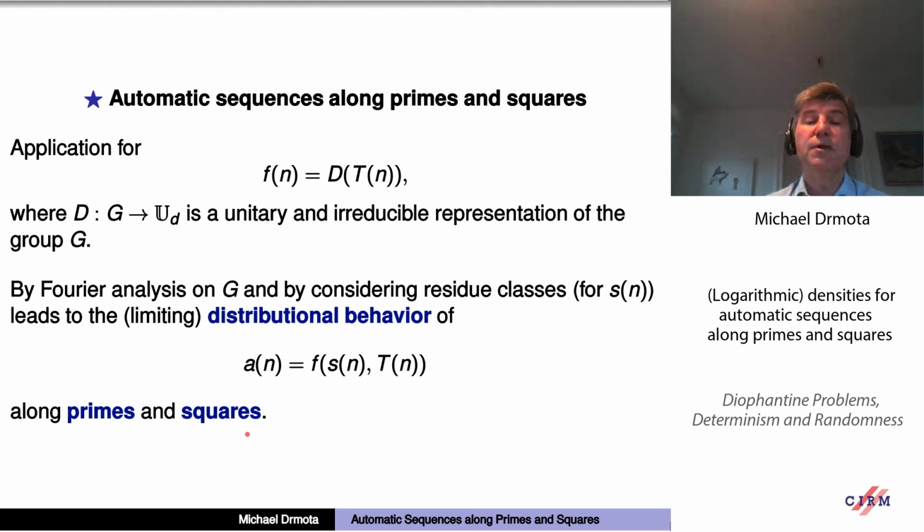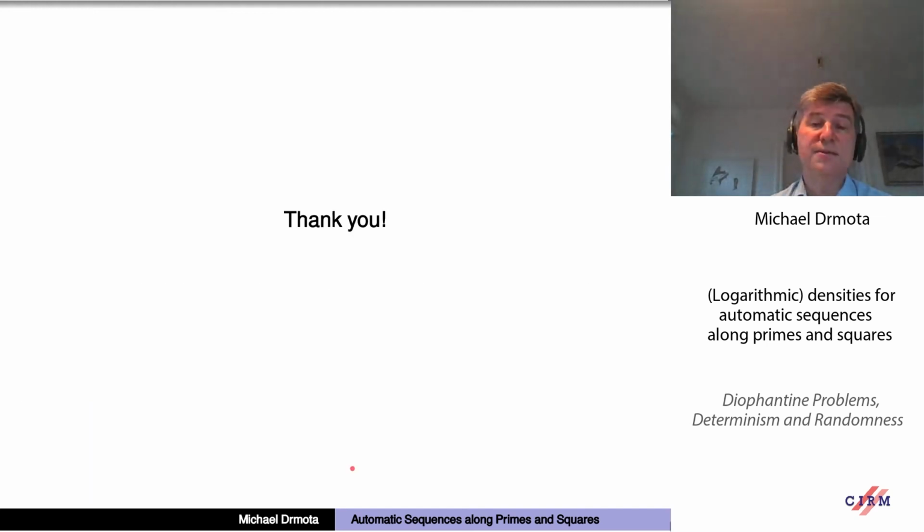and this can be used to get the distributional behavior of the sequence A of n along primes and squares. Okay, and this gives us the theorem, so these two propositions for A of n along primes and along squares, if we just consider primitive and prolongable automatic sequences, together with the general theorems, we get then the whole result. So thank you very much for your attention. Questions?